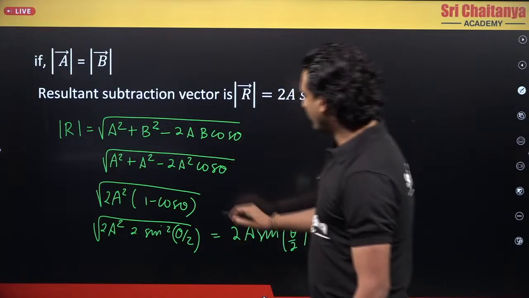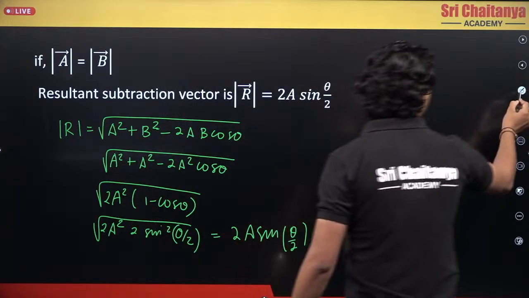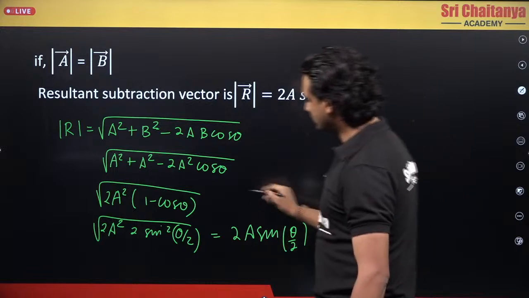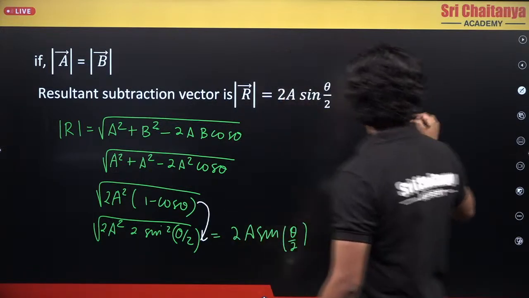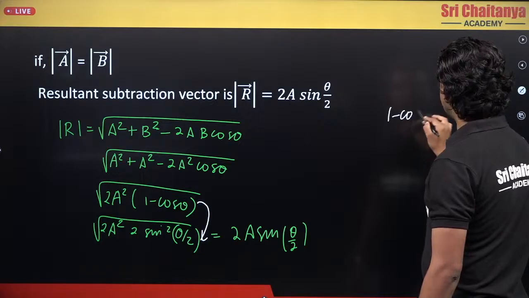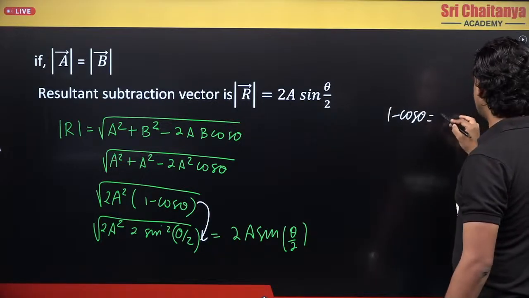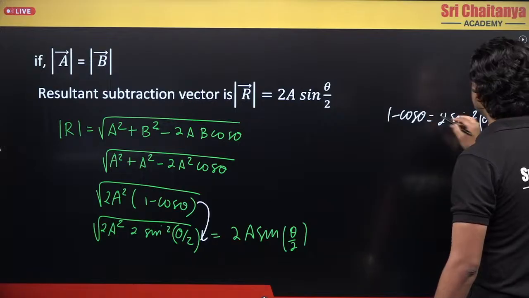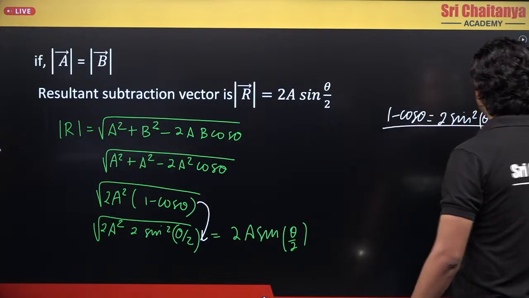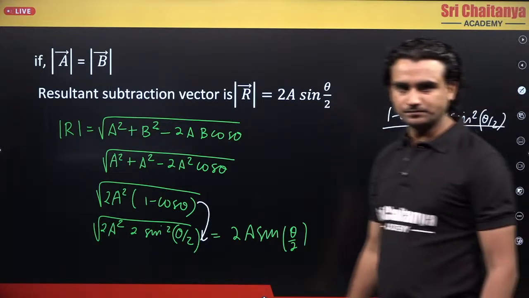Okay, how do I get this from this? That is your homework. Please, because I have done this in the last class, how to get this from this. Basically, the value of 1 minus cos theta is how much? 2 sine squared theta by 2. Okay, so how to get this value is your homework. Please try to find this.